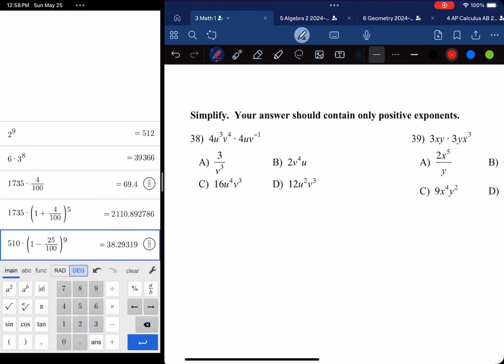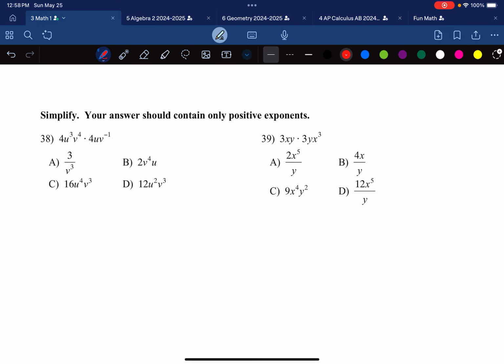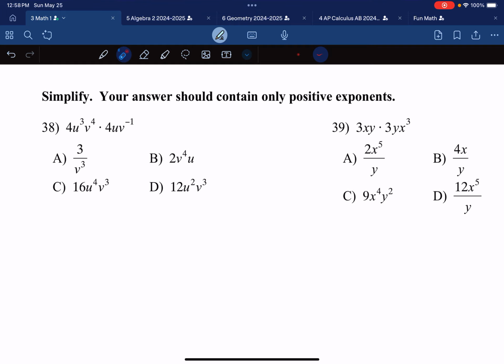For number 38, now we're getting into the properties of exponents. So for properties of exponents, just remember that whenever we have numbers out front, those get multiplied. Technically, every single one of these, there's 6 things that are being multiplied altogether. So you're kind of looking for like terms. I'm using air quotes when I say that.